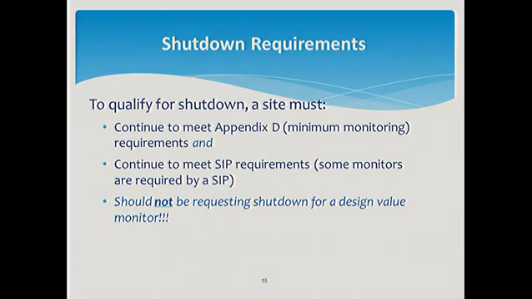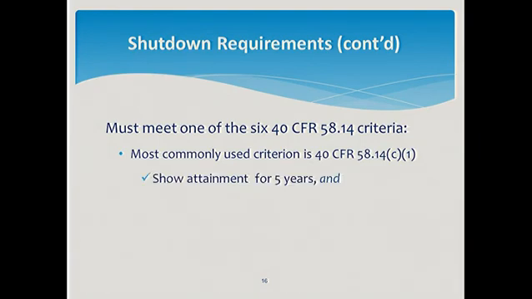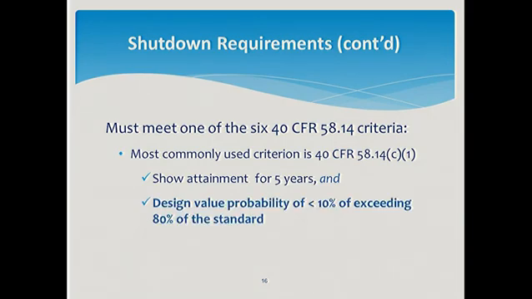So in addition to these broad requirements, there's also actually 6 criteria listed in 40 CFR 58 Part 14. And you can look up those 6 if you're particularly interested using ARB's nifty website. But the one that we see that is most commonly used is C1, the first one. And that one requires that you be able to show that your monitor has been attaining the standard for 5 years, and that it has a design value probability of less than 10% of exceeding 80% of the standard.